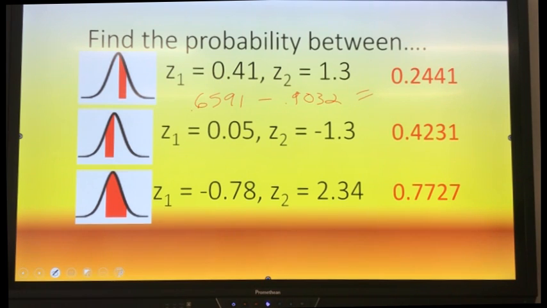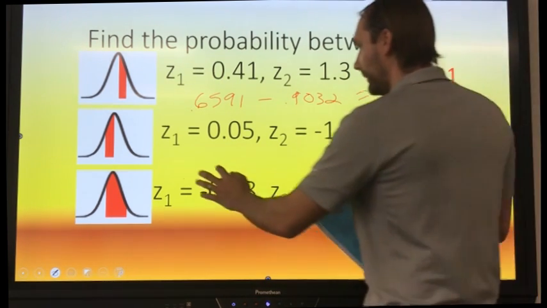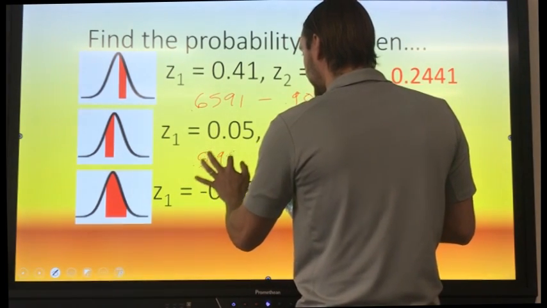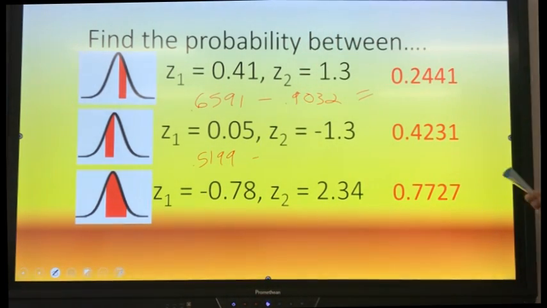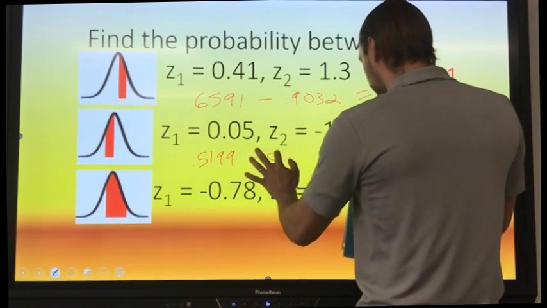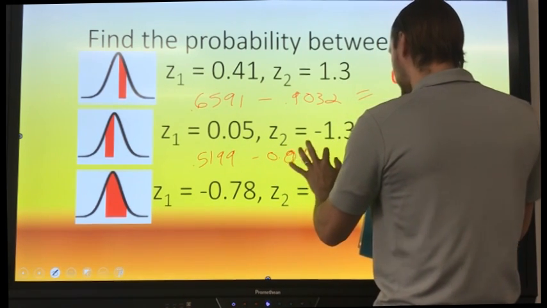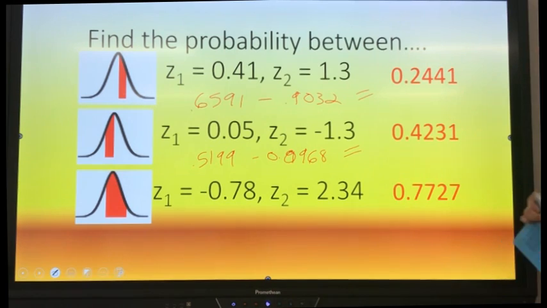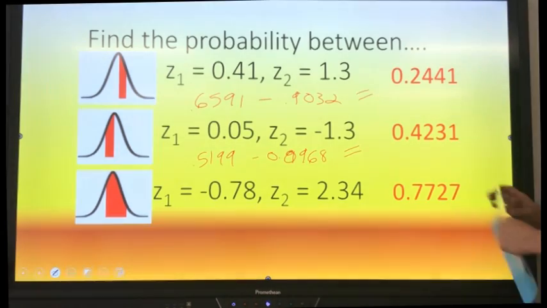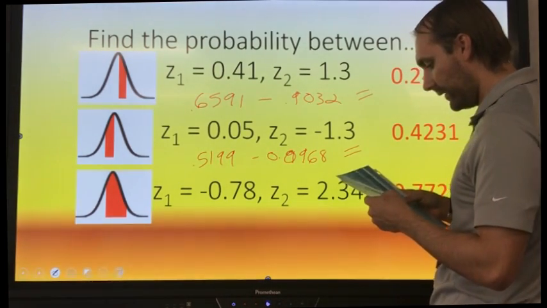Okay. Next, I have a z-score of 0.5. So that puts me at roughly 52%. I'm going to subtract that from a negative 0.13. So that puts me at 0.0968. And does that give you about 42.31%? Everybody find that?